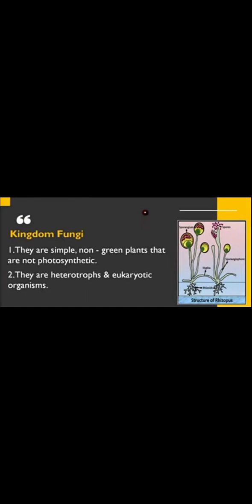So now comes another kingdom, Fungi. Two kingdoms we studied, kingdom Monera and kingdom Protista. Now we will study kingdom Fungi. They are simple non-green plants that are not photosynthetic. Kingdom Monera and kingdom Protista were autotrophic and photosynthetic. Fungi are heterotrophs, eukaryotic organisms, and not photosynthetic. Some fungi are parasites, some are decomposers, and many are saprophytes.